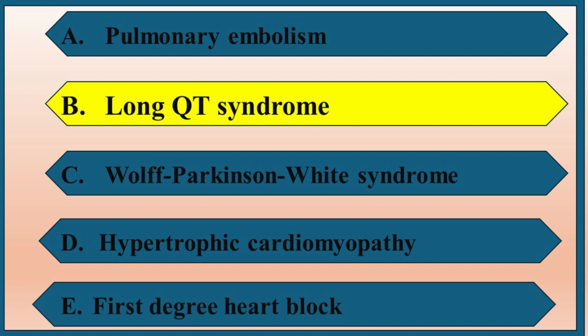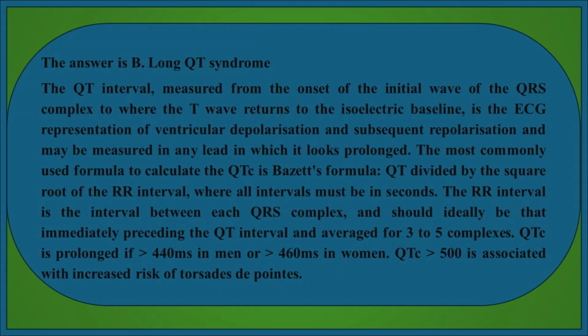The QT interval, measured from the onset of the initial wave of the QRS complex to where the T wave returns to the isoelectric baseline, is the ECG representation of ventricular depolarization and subsequent repolarization, and may be measured in any lead in which it looks prolonged.